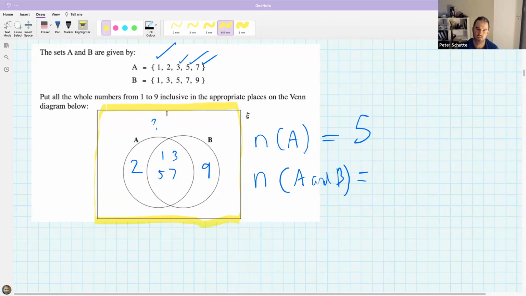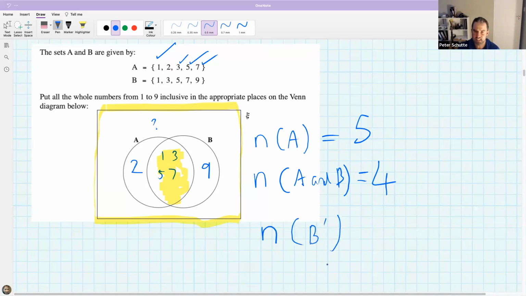So visually, that would be items that are in A and B would be this region here. And so we would say there are 4 items there. Okay, how many items are there in B dash, or what we would call the complement of B? Or how many items are there in the sample space that are not in B?